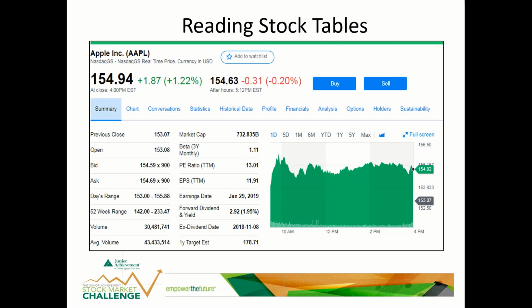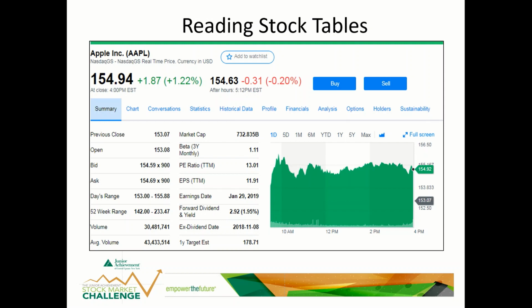Now let's take a look at a stock table. The one we have up on the screen is for Apple, ticker symbol AAPL. One of the ways that investors find information about a company is to read these stock tables. Stock tables contain some of the information that investors use to track individual stocks and help inform decisions about buying and selling stocks. Stock tables can be found in many places, including on financial news and analysis websites and apps, Yahoo Finance, Google Finance, Bloomberg, etc. In a newspaper like the Wall Street Journal, and on online brokerage platforms like Charles Schwab, E-Trade, TD Ameritrade.